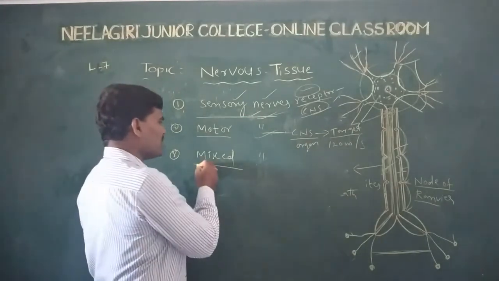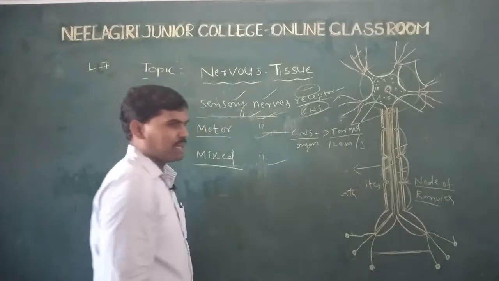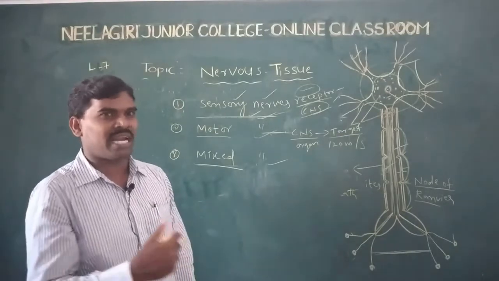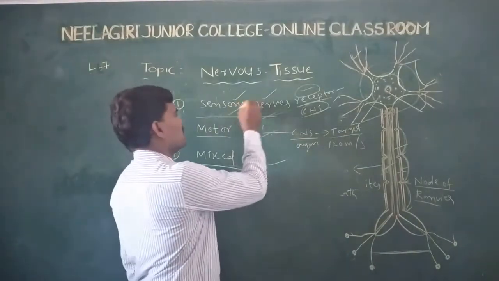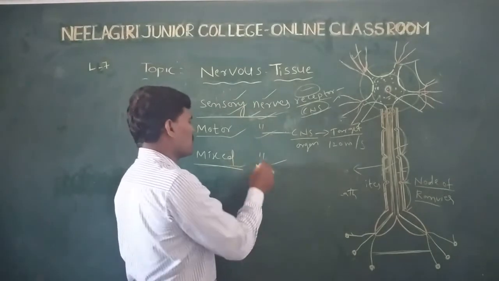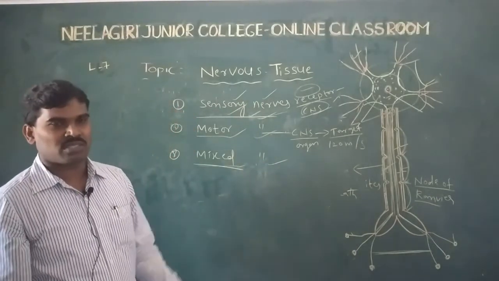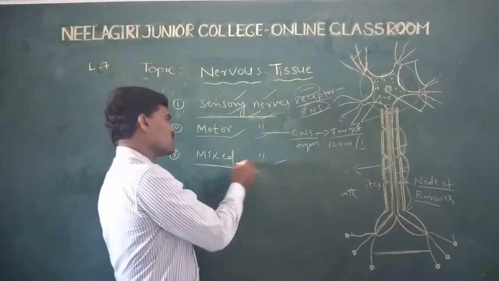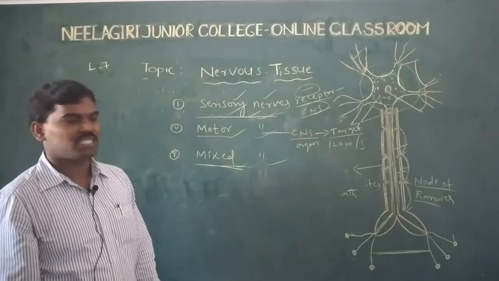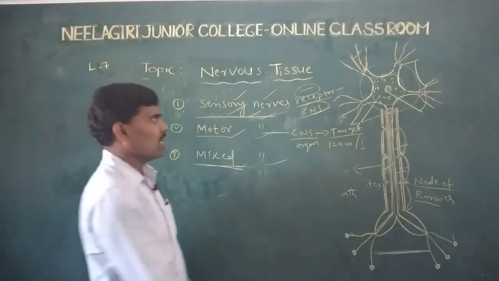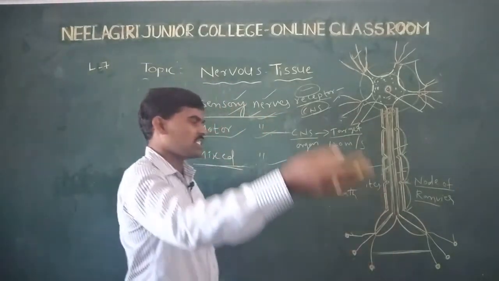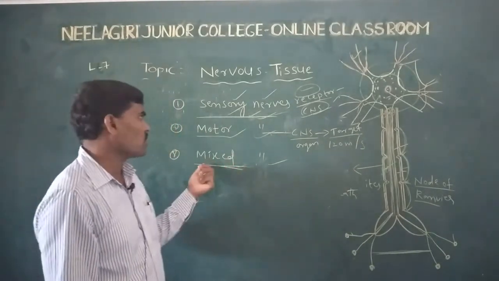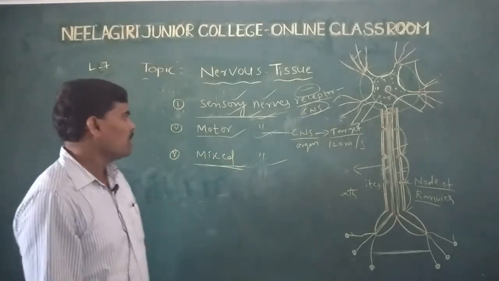Now the third one, mixed nerves. This type of nerve both receives and sends the nerve impulse. It has both sensory function and motor function, and is called a mixed nerve. The two functions, from receptors to the CNS and from the CNS to the target organs, are carried by only one type of neuron. This type of nerve is called a mixed nerve.